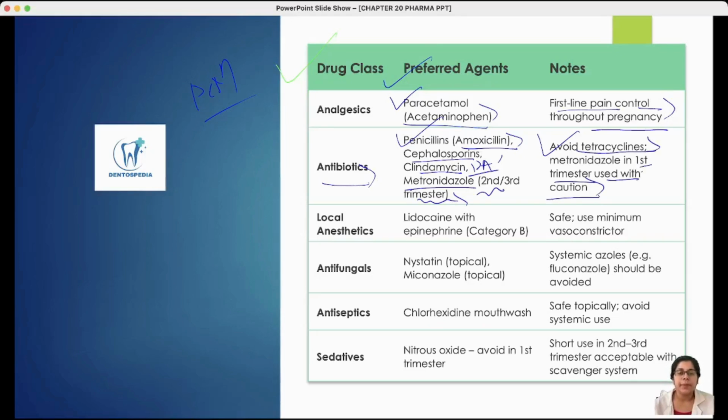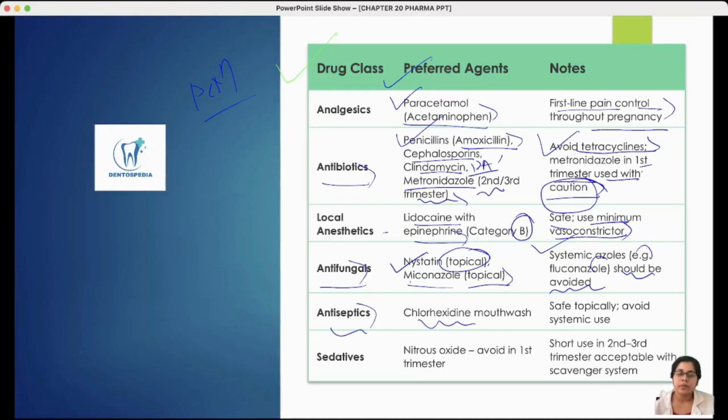Avoid tetracycline completely, but you can use metronidazole in the first trimester and also in all other trimesters, with caution. Local anesthetic: lidocaine with epinephrine is a category B drug, so it can be used. It is safe. Use minimum vasoconstrictor. Antifungals: you can use nystatin, that is a topical one. Miconazole is a topical one. Systemic azoles, for example fluconazole, should be avoided because they can have systemic toxicity to the mother and also the baby. Antiseptic: you can use chlorhexidine mouthwash. It is safe, topical; avoid systemic use.